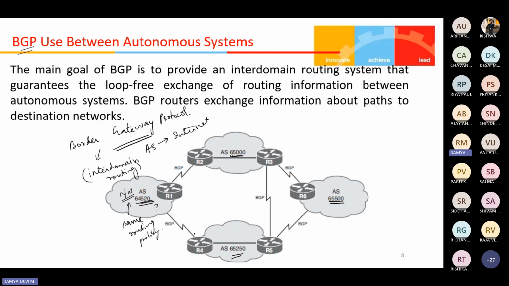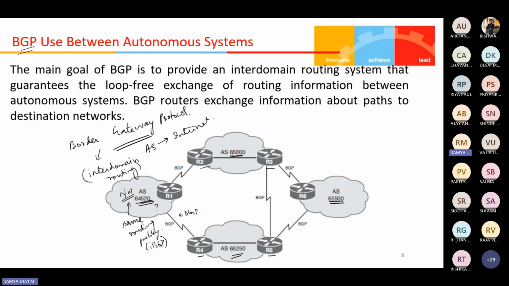Okay, so they have six routers connecting. In this example, 65000 is having R2 and R3. Likewise, 65250 is also having two routers, R4 and R5. Okay, so the direct BGP connection will be between routers in different autonomous systems. Okay, so that is called as EBGP, that is external BGP session. Okay, so R1 and R2, these two will be connected with the help of an EBGP connection. Okay, so intra-domain routing that happens with the help of IBGP, that is internal BGP.